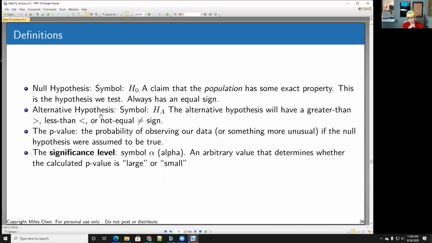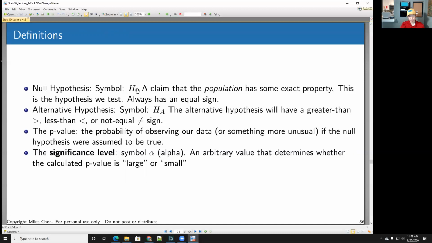I want to go over a couple more definitions before we get into a couple examples where we do some real numbers, and that will pretty much be it for today's lecture. Okay, when we talk about the null hypothesis, the symbol that we use is H0 for the null hypothesis. The null hypothesis is going to be a claim that the population has some exact property, right? This is the hypothesis that we are testing, and it's always going to have an equal sign, okay? And then the null hypothesis always gets paired with an alternative hypothesis, and we use HA for the alternative hypothesis, okay? So we've got H0 and HA.